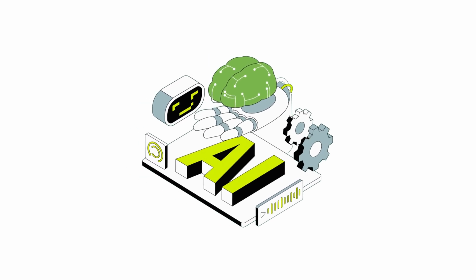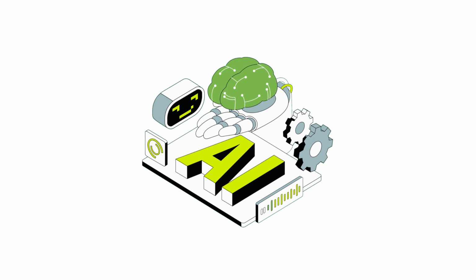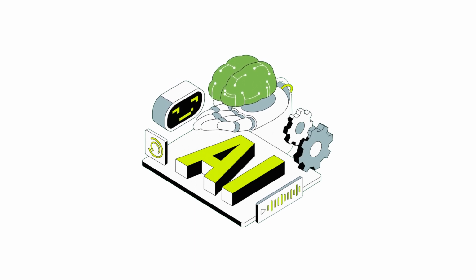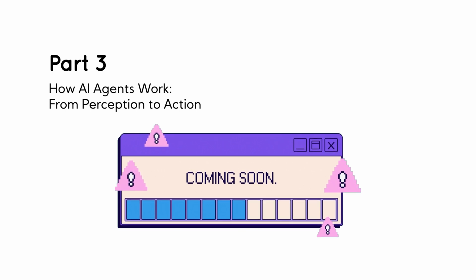Each type of AI agent has its own use and place in society, and understanding them helps you determine what's best for your business and clients. In the next part of this series, we'll look into how AI agents process information.